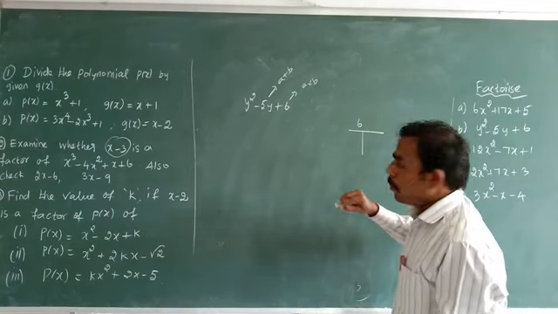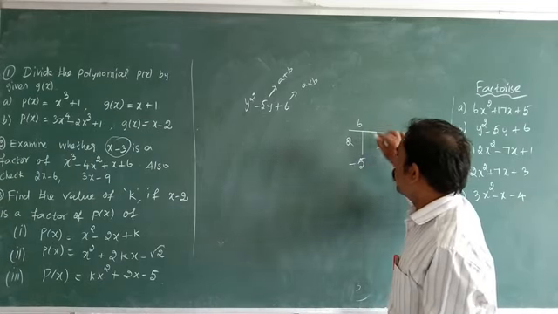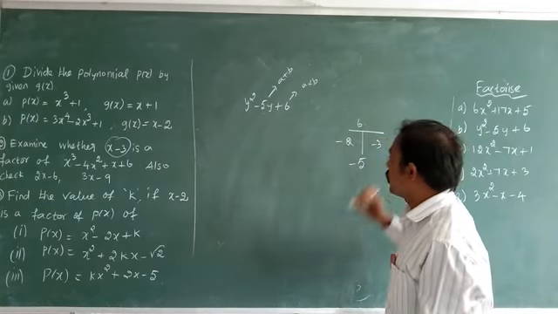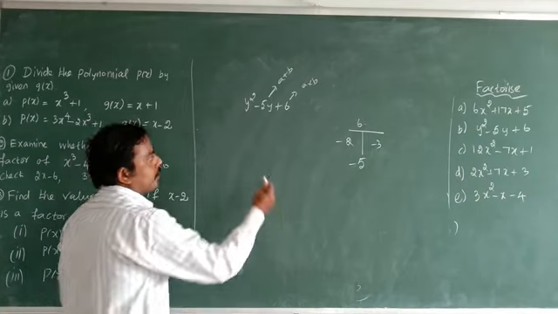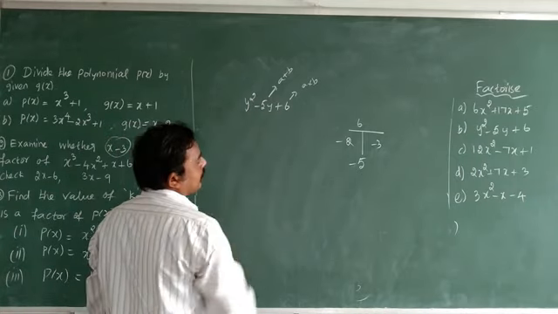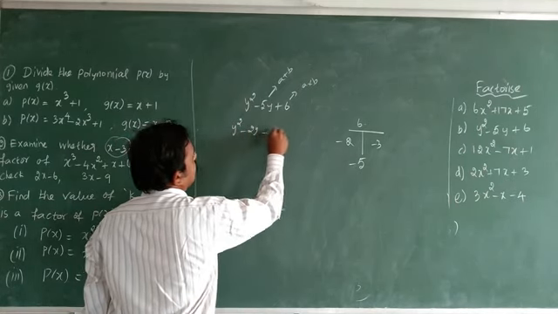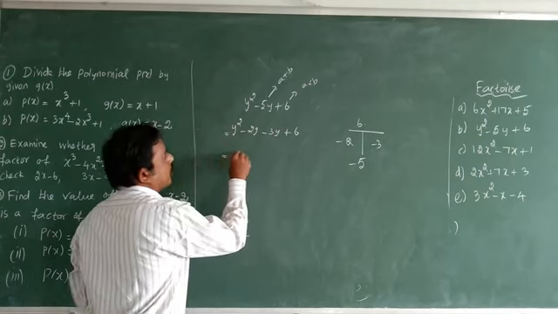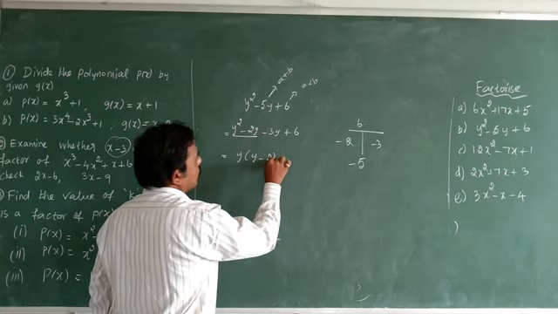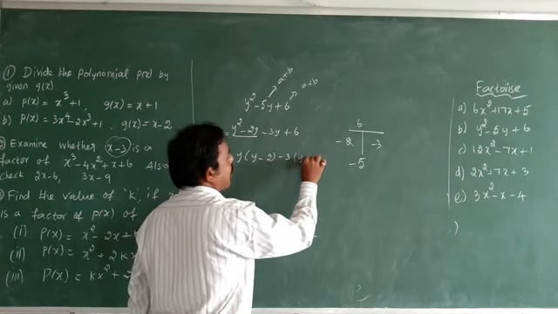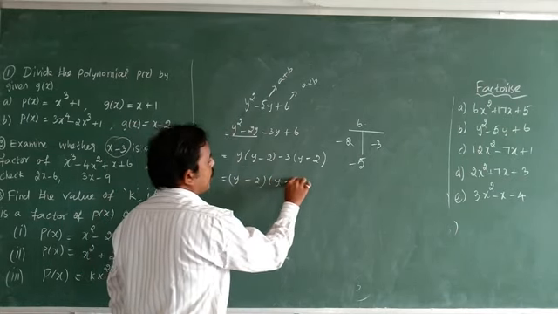So 6, the next term should be 5. 2 into 3, we need to multiply; 2 and 3 give 6, but we need minus, so minus 2 and minus 3 is the possibility. So like that we need to separate. So for y squared minus 5y plus 6, I am going to write y squared minus 2y minus 3y plus 6. So y into y minus 2, minus 3 into y minus 2. So now y minus 2 is a factor: y minus 2 into y minus 3.